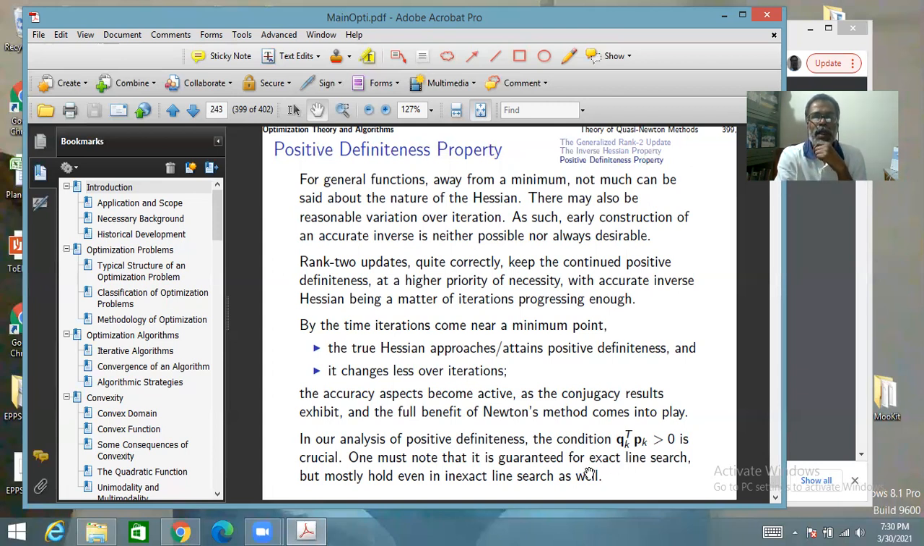Okay. So with exact line search, it is guaranteed. For inexact line search also, it holds most of the time. I mean, it will require a very crude, extremely inaccurate line search and a very fussy kind of function to make it negative. But in principle, that can happen.